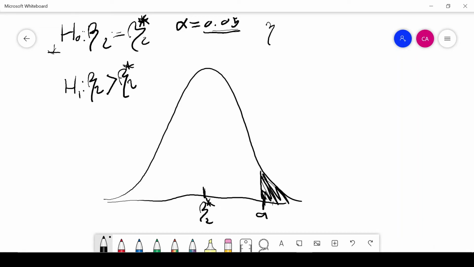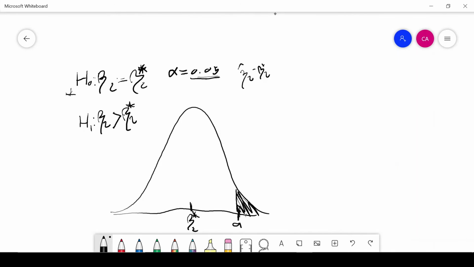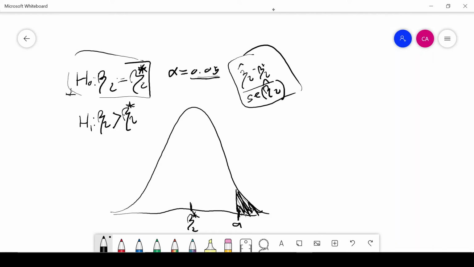The statistic being beta 2 hat minus beta 2 star divided by the standard error of beta 2 hat, right? There's a 5% chance that this statistic is going to lie to the right over here, okay? Which would, if that is the case, force us to reject the hypothesis that beta 2 is in fact equal to beta 2 star.